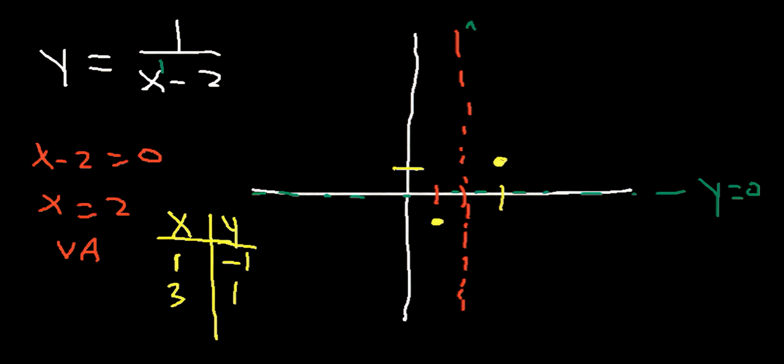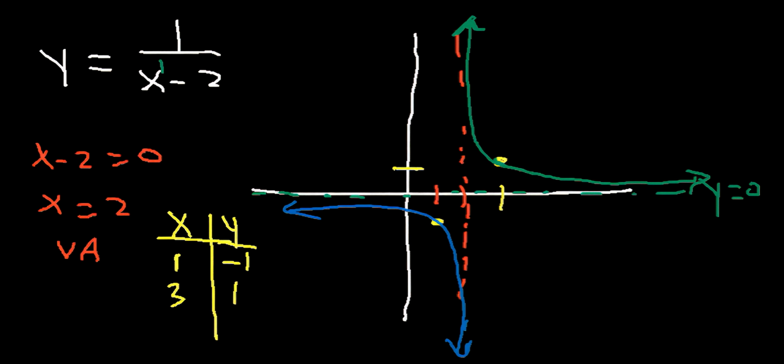So then our graph starts from the asymptote, and then it connects to this point, and then it follows the horizontal asymptote. So it looks something like that. You can add more points if you want. And this graph looks like that. So that's how to graph 1 over x minus 2.